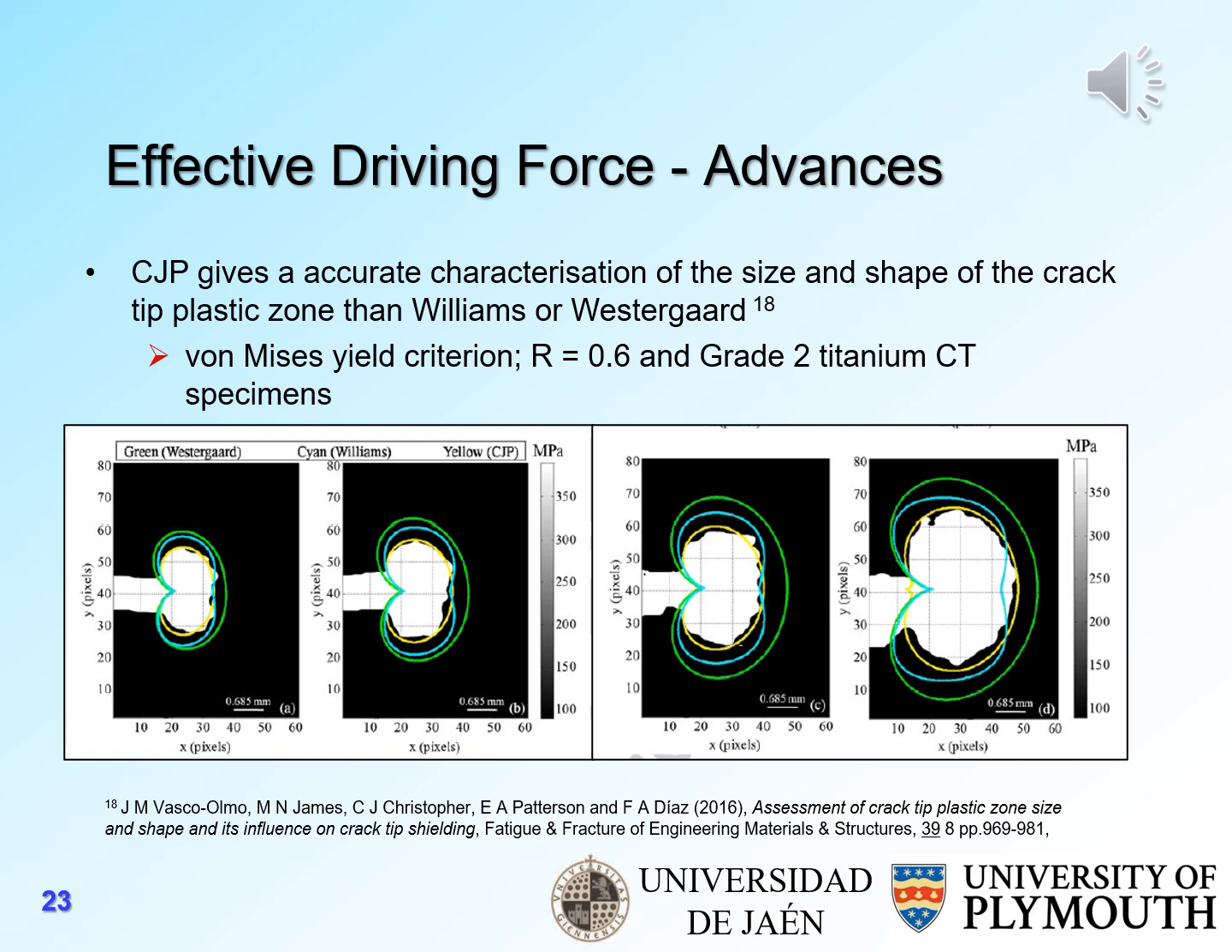Work has also demonstrated that the CJP model, which by the way stands for Christopher, James and Patterson, gives a more accurate characterization of the size and shape of the crack tip plastic zone than either Williams or Westergaard. So it seems that its original intention to be a more accurate elastic stress model of crack tip fields is possibly correct. The data below is for the von Mises yield criterion, a stress ratio of 0.6 in grade 2 titanium CT specimens. And the various colors indicate the CJP model, the Westergaard model, and the Williams model.